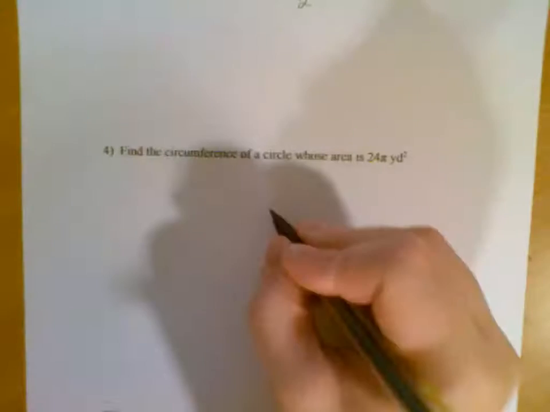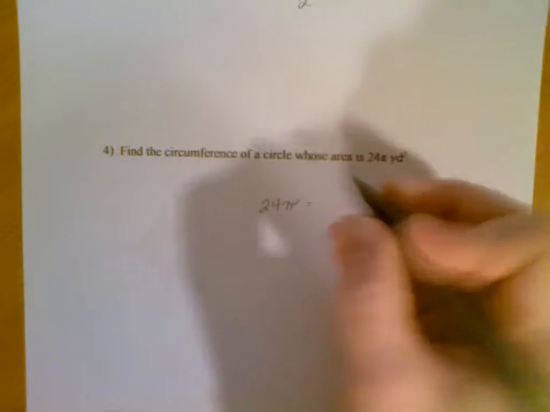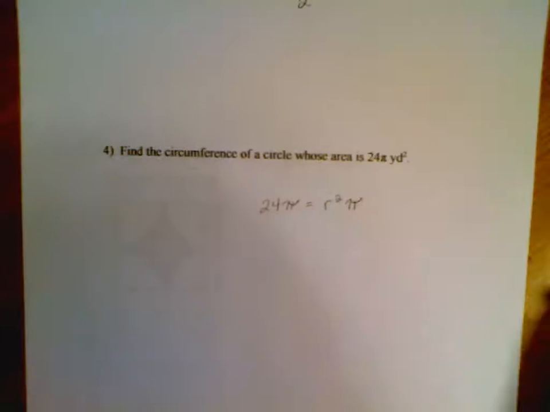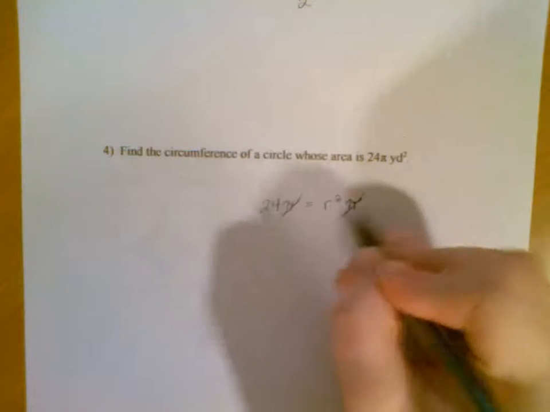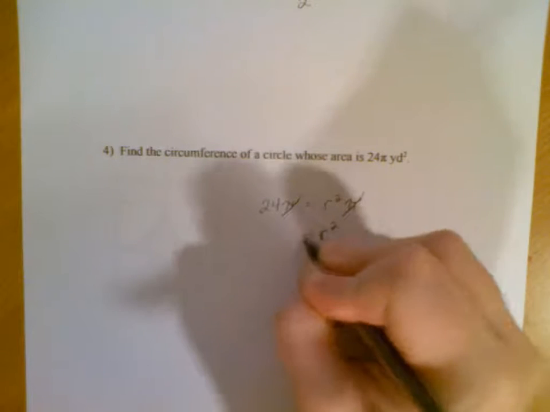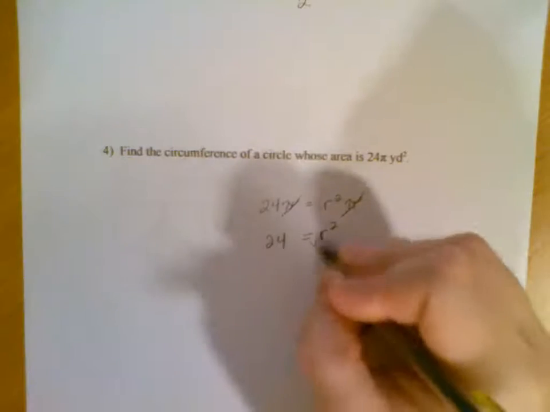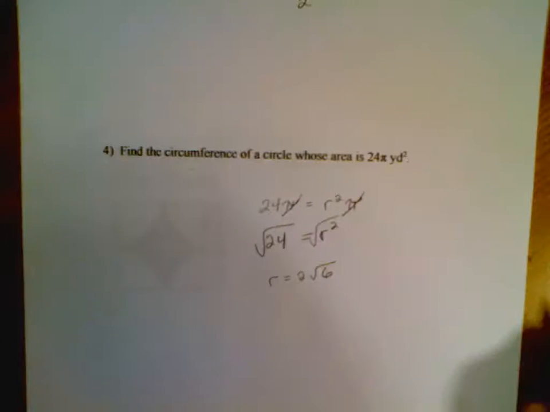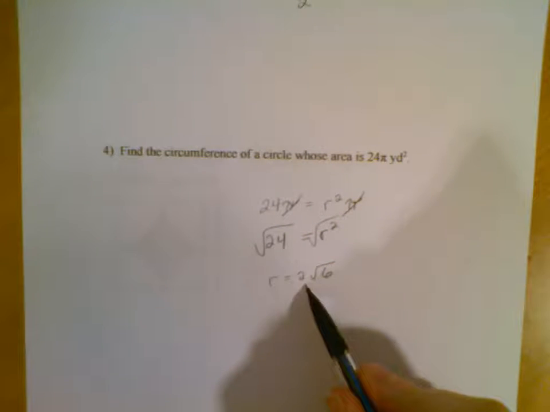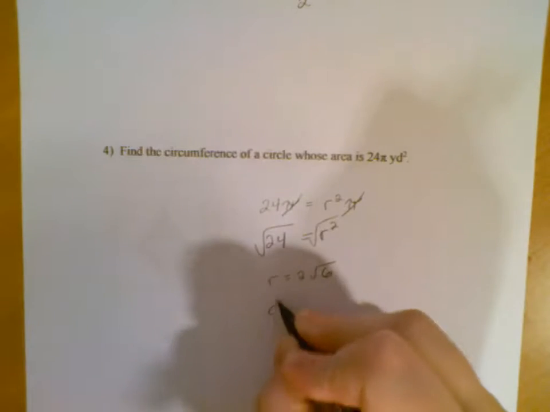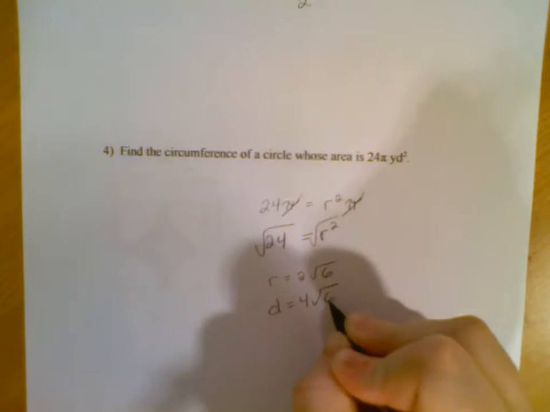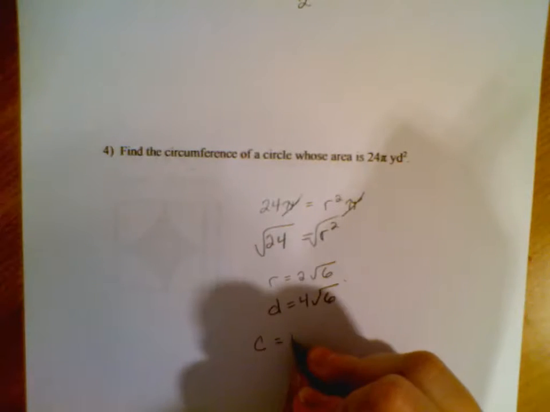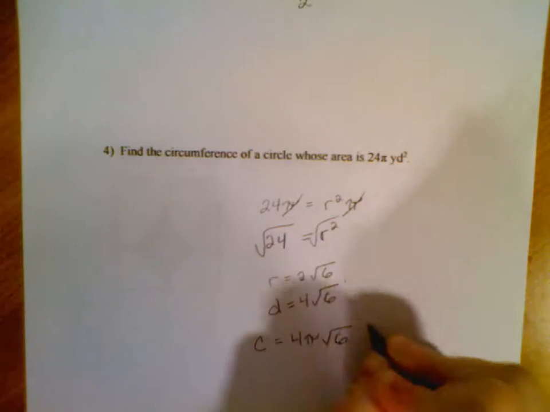So this one says find the circumference of a circle with area 24 pi. So let's see. 24 pi is equal to our area, which is that. If I divide by pi, they will reduce to 1. So I've got r squared equals 24, square root and simplify, and I get 2 root 6. So now that's the radius. If I want the diameter, I would times this by 2. So then our circumference is 4 pi root 6.